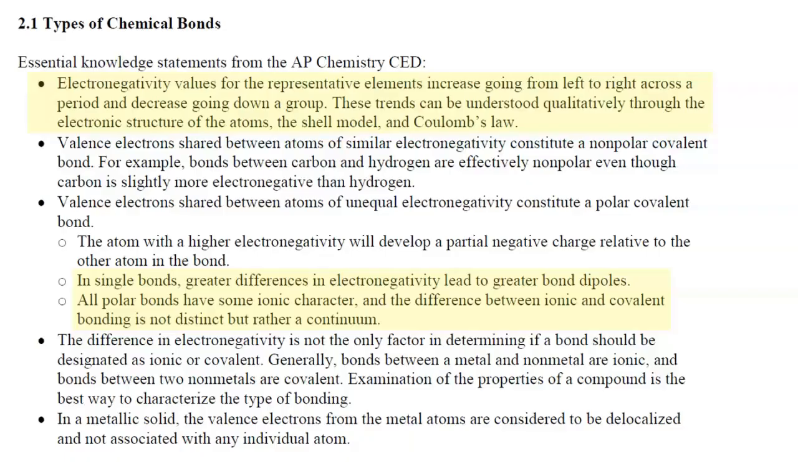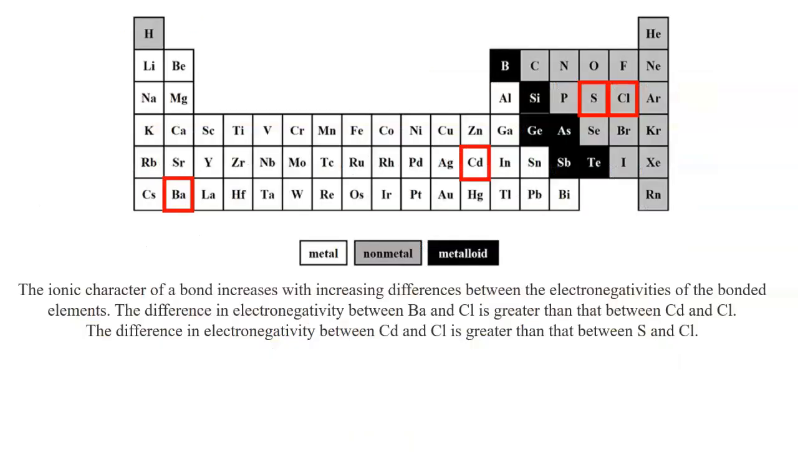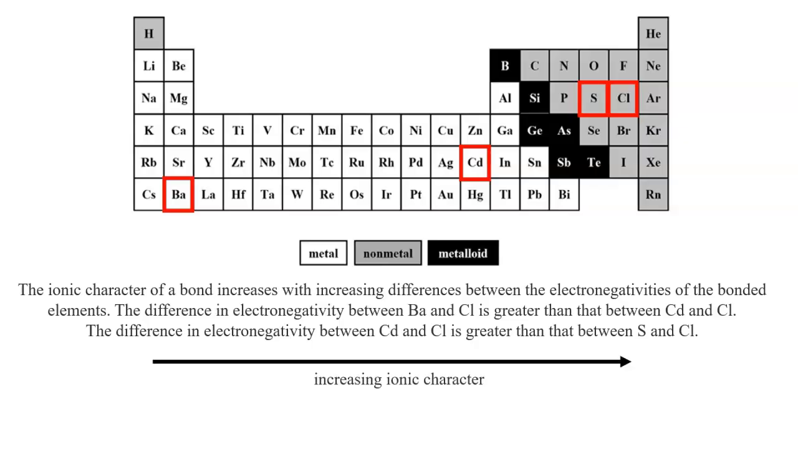The other thing that's highlighted on this slide says that in single bonds, greater differences in electronegativity lead to greater bond dipoles, and all polar bonds have some ionic character. And the difference between ionic and covalent bonding is not distinct, but rather a continuum. Now, in order to answer question 1, we need to rank 3 different compounds in order of increasing ionic character. The ionic character of a bond increases with increasing differences between the electronegativities of the bonded elements.